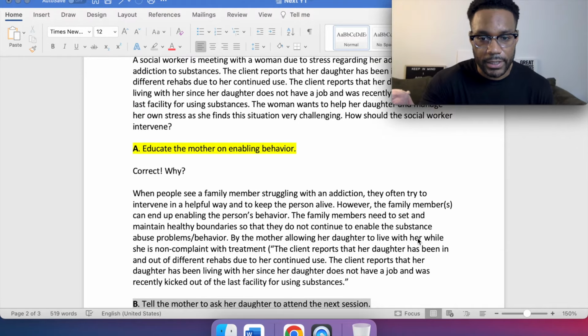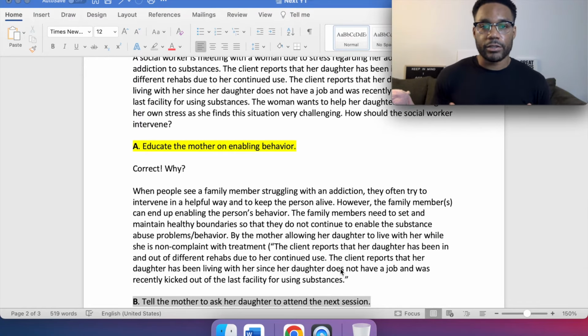By the mother allowing her daughter to live with her while she is non-compliant with treatment, in the quote from the question, the client reports that her daughter has been in and out of different rehabs due to her continued use. The client reports that her daughter has been living with her since her daughter does not have a job and was recently kicked out of the last facility for using substances.